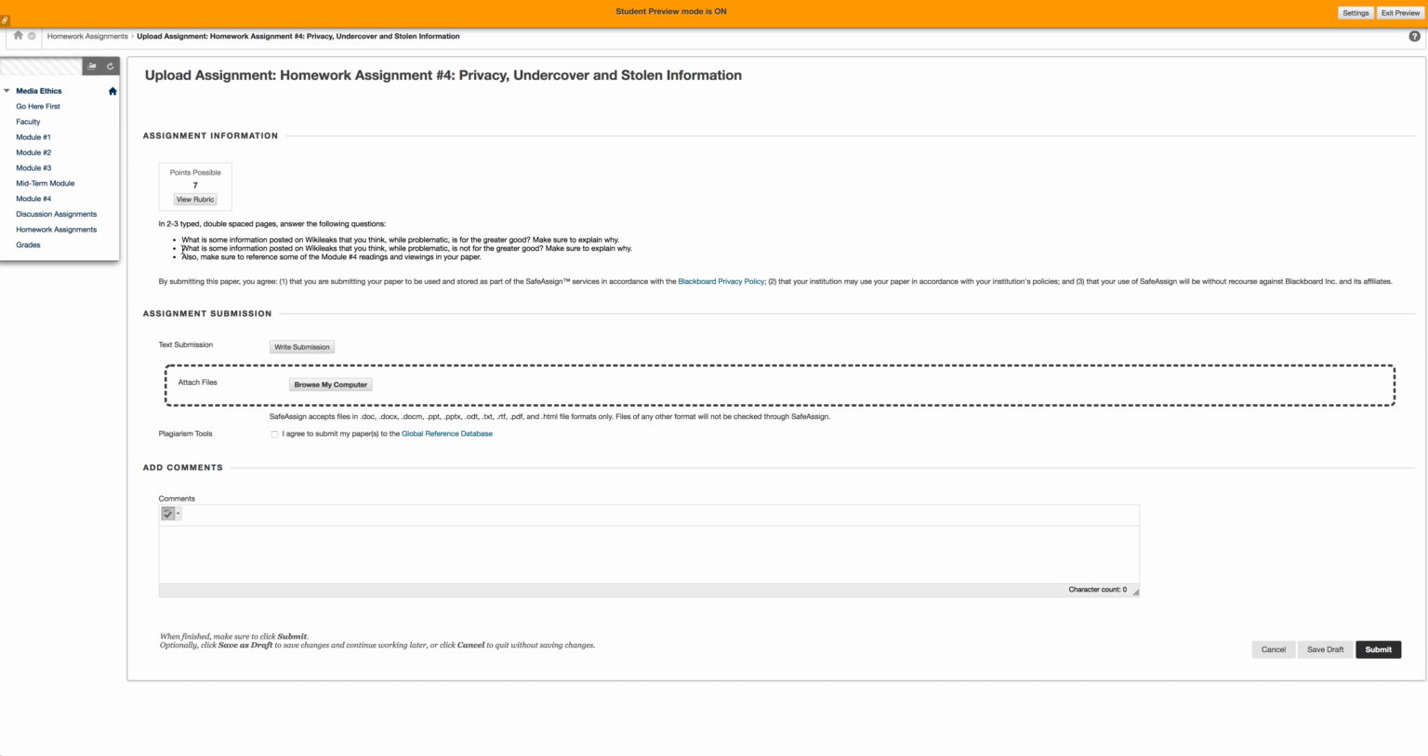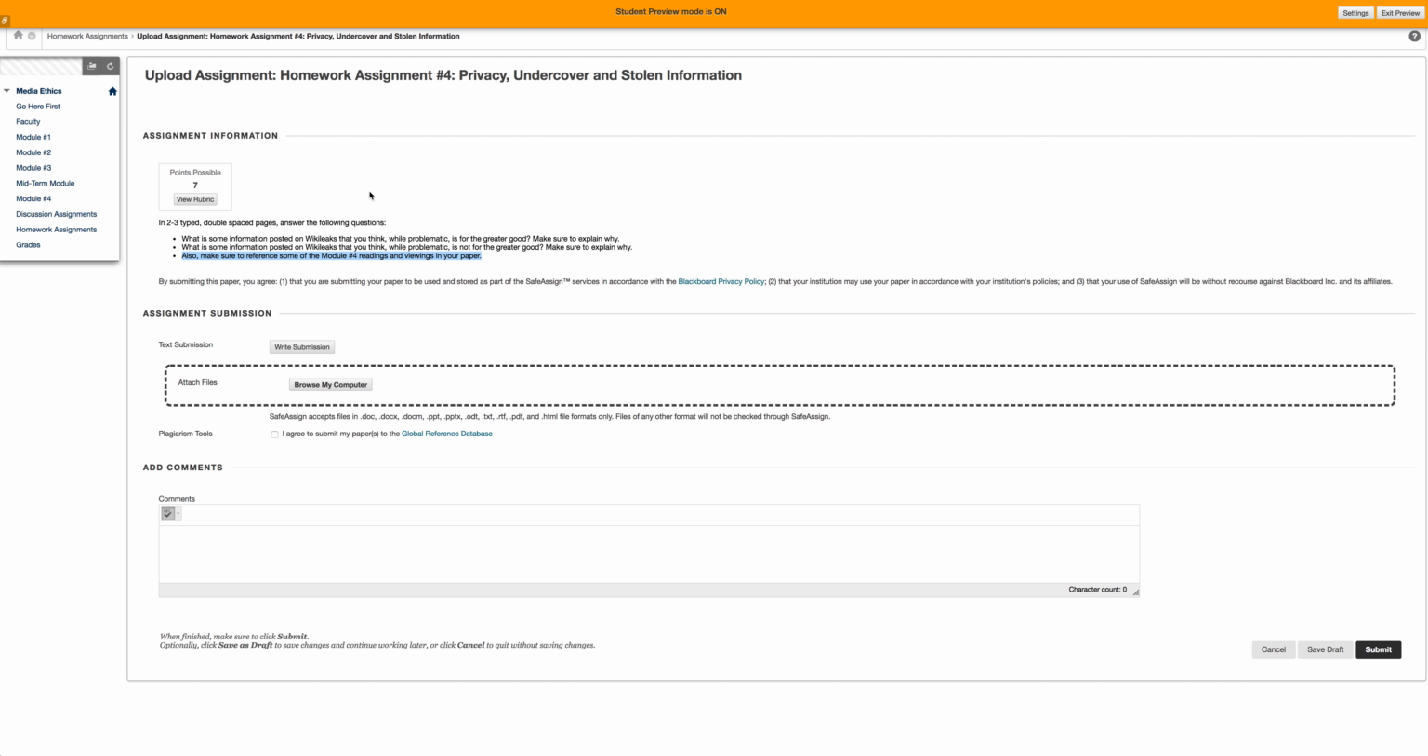But then I also want you to find something on WikiLeaks that you think is problematic and not for the greater good. Meaning, you're like, I really don't think this sort of information should be public knowledge. Okay? Regardless of how it was gotten or anything like that, you just think this is too problematic. It's not ultimately for the greater good that this information is public record, basically. All right? And then, as always, make sure to reference some of the module readings or viewings in your paper.